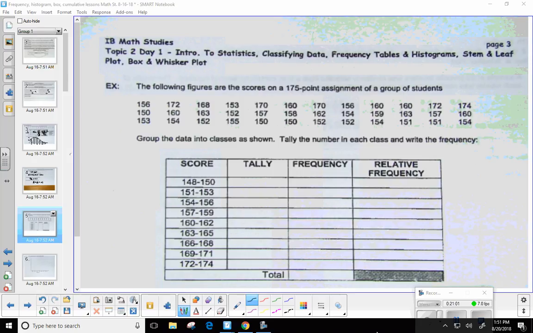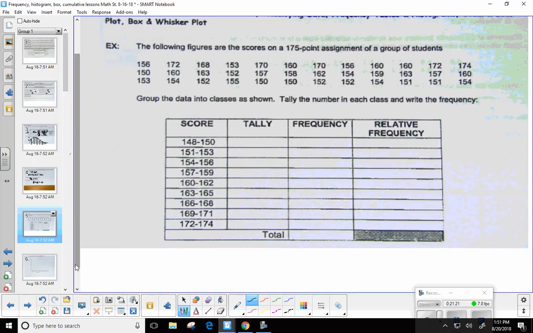It says the following figures are scores on a 175-point assignment of a group of students. So you've got all these scores here. Group the data into classes as shown, tally the number in each class, and write the frequency. So basically what we were doing just a second ago. Let's go ahead and do this, and then I'll go back and put the tally marks in. Or do you want to take like 2 minutes, see how far you can get? Let's see if you can figure out how many times the elements, the frequency, is appearing in this set.